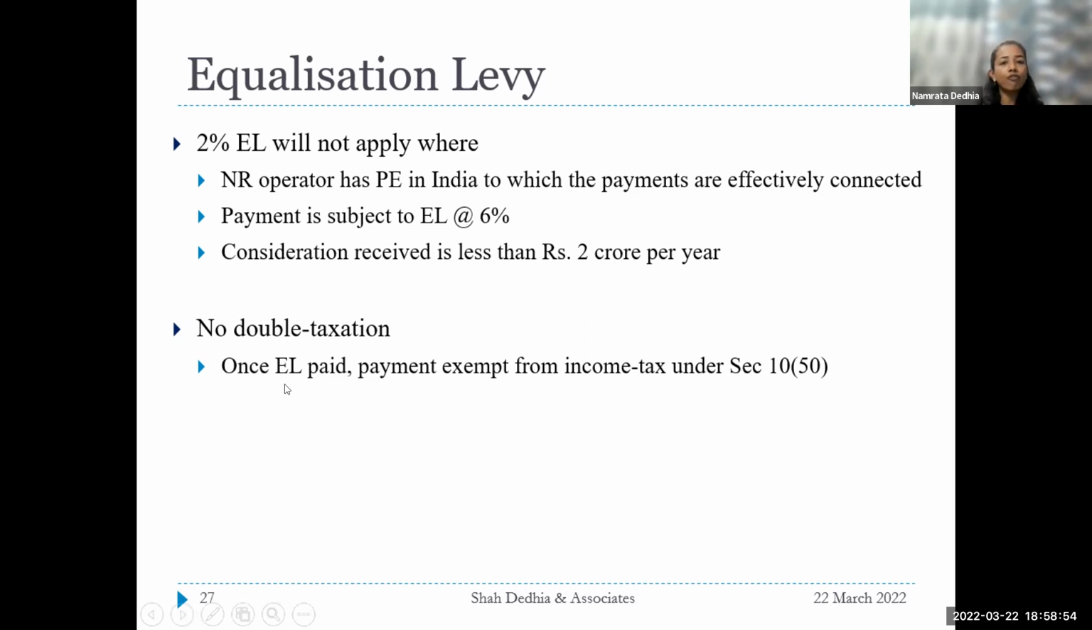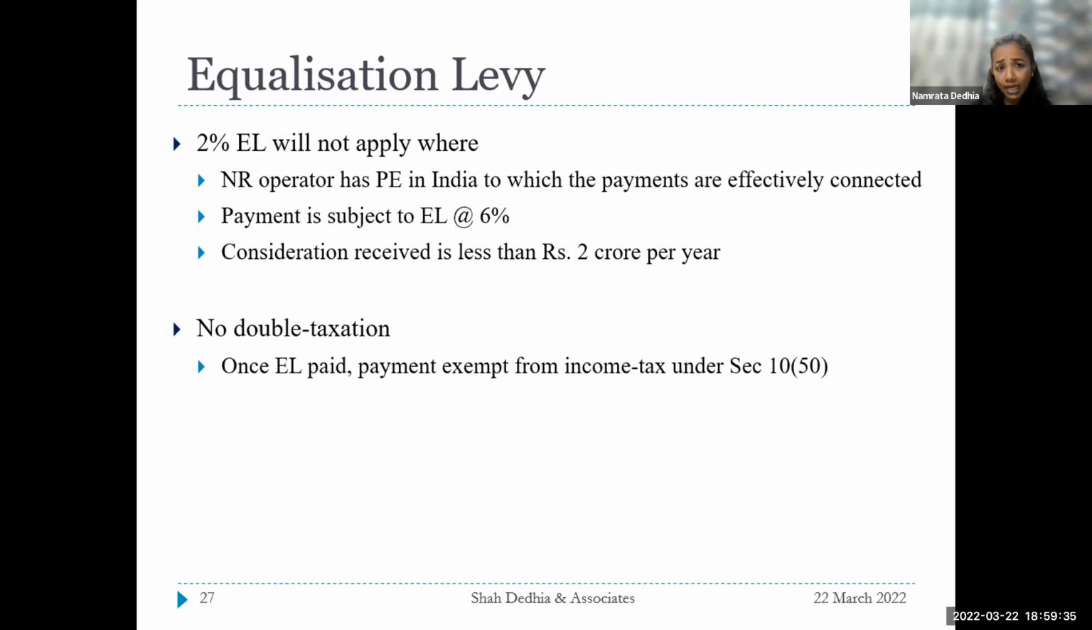So we have to be very, very careful if EL applies or not, because EL on advertisement transactions is 6%, on e-commerce transactions is 2%. If you come to a conclusion that EL applies, there's a possibility that the rate of tax under the normal provisions may be higher than EL. And therefore, by not applying normal provisions, if the tax authorities take a stand that normal provisions apply, EL does not apply, then you may end up being non-compliant to the extent of the short tax that has been collected. So you have to be very, very clear.